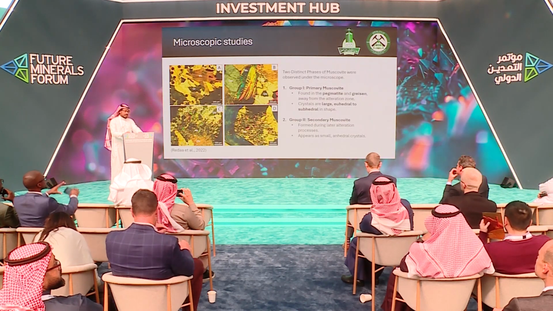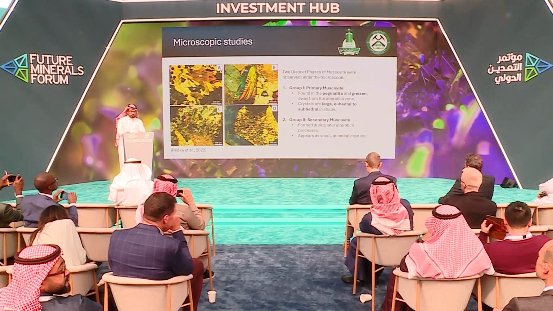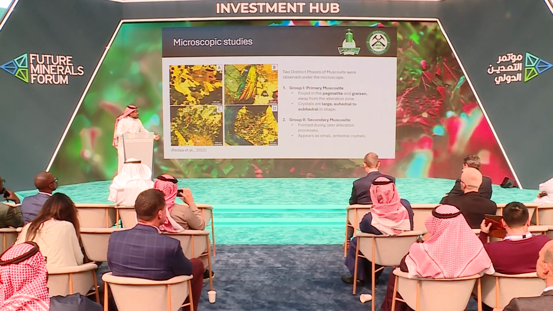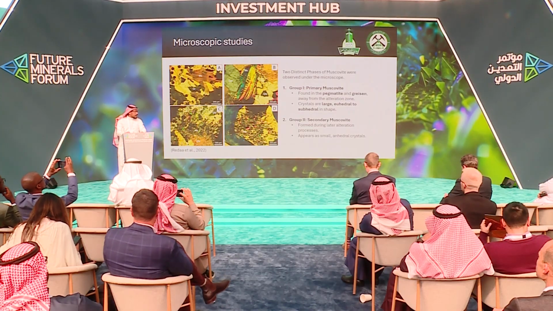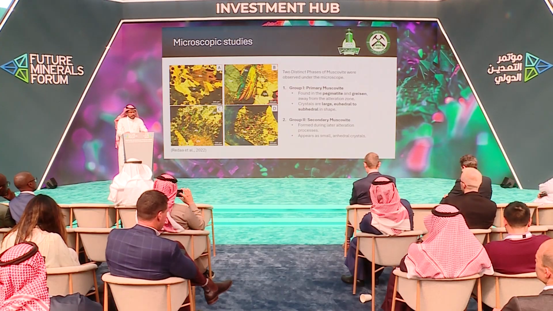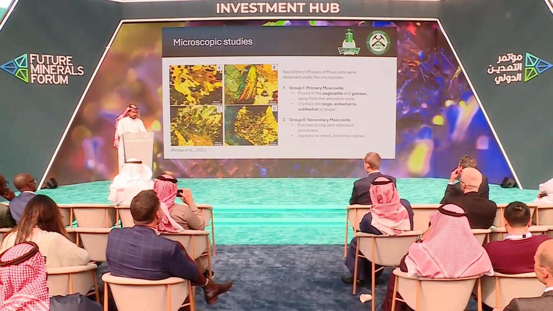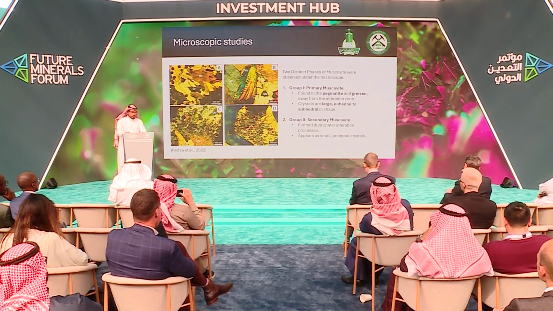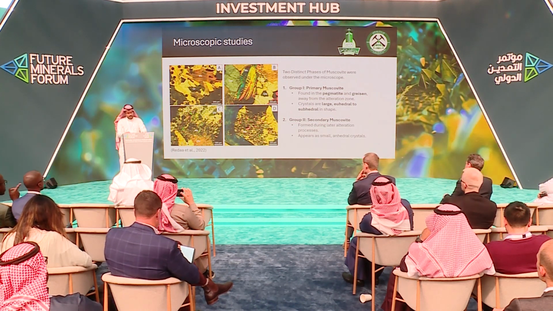We investigated these sections under the microscope, and we noticed that there are two distinct phases of muscovite. The primary muscovite is shown here in figures A and B. The secondary muscovite is shown here in figures C and D. The primary muscovite is found in the pegmatite and the horizon away from the alteration zone. These crystals are typically large, euhedral to subhedral, while the secondary muscovite found in the alteration zone appeared as small subhedral to anhedral crystals.